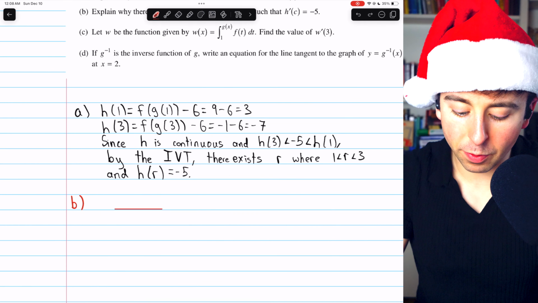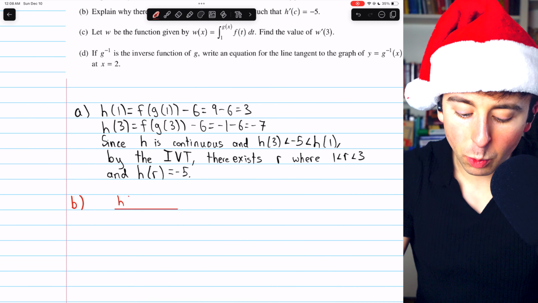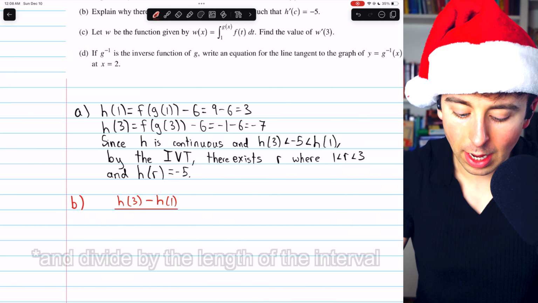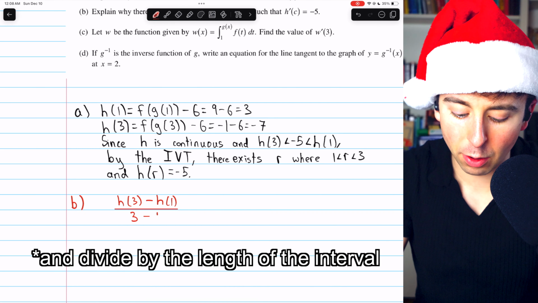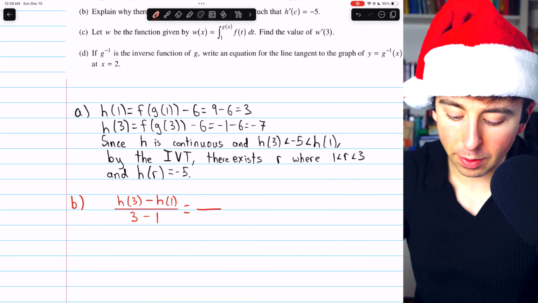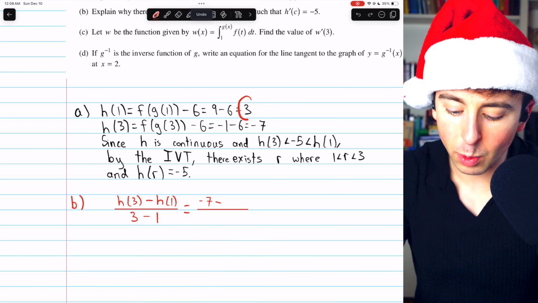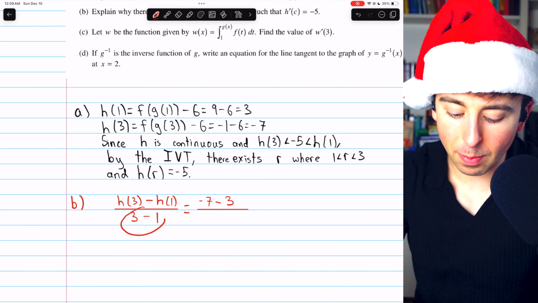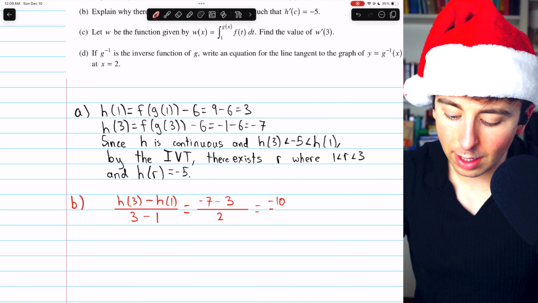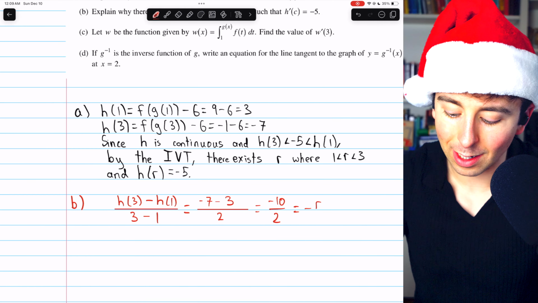To find the average rate of change of a function over an interval, we just need to take the change in the function, so h of 3 minus h of 1, how much did h change from 1 to 3, and divide by the length of the interval, so 3 minus 1. Now, h of 3 we already found is -7, so we have -7 minus h of 1, which we already found is 3, divided by 3 minus 1, which is a division by 2. So this is -7 minus 3, which is -10, divided by 2, which is -5.